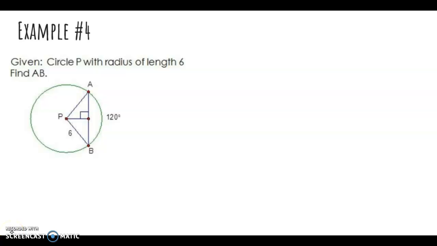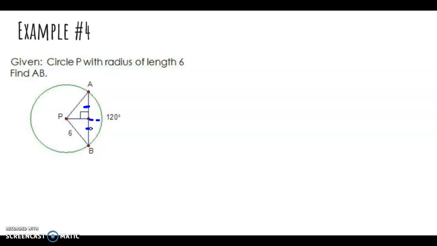Okay, here's our fourth example. So we have circle P and it has a radius of 6, and we are asked to find the length of AB. Because this segment came from the center right here, and you can imagine it extended here, and it was perpendicular, we know that this segment will be congruent to that segment.